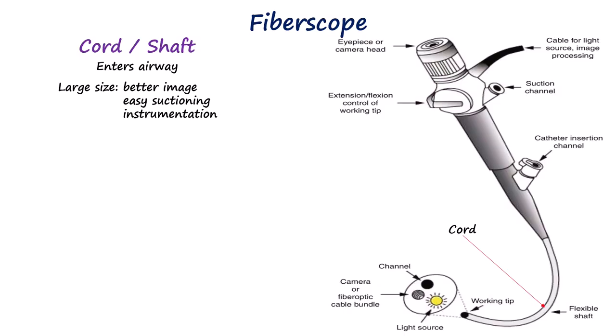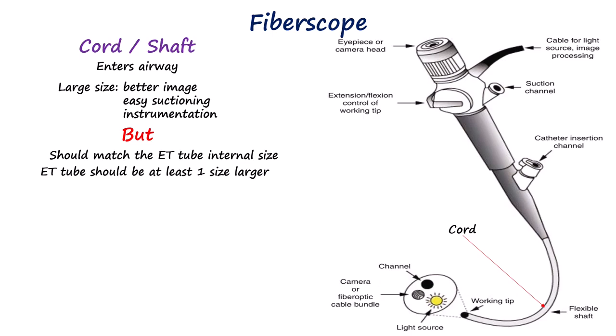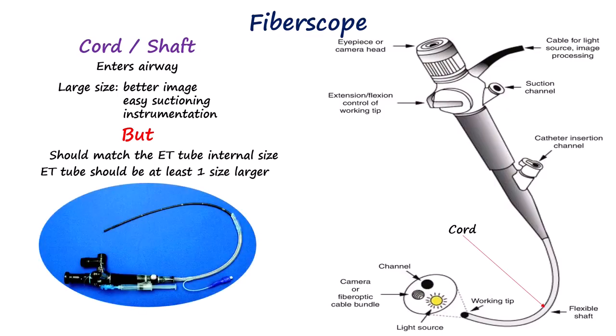But when we use the scope for intubation, the scope has to fit comfortably into the airway, and it must also allow an endotracheal tube to be railroaded over it. That's why we match the external diameter of the scope with the internal diameter of the tube. As a rule of thumb, the endotracheal tube should be at least one size larger than the fibroscope. For example, a 5 mm tube will fit over a 4 mm scope. In adults, the fibroscopes we commonly use are between 4.5 and 6.5 mm in diameter.